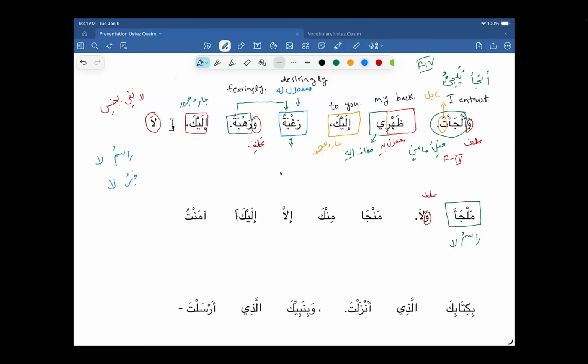Same way like kana and its sisters. Just like that, exactly. And ismu la has requirements: it has to be mansoob, it has to be nakira, and it cannot take the noon. These are the three requirements. We have seen la hawla, la raiba, la ilaha illallah, and there are so many examples. La hawla wa la quwwata. We know that it is anything with mansub, but we did not specifically do ismu la or khabaru la, I guess.